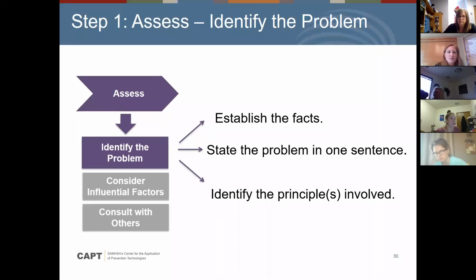Okay, so group 1, establish the facts. What facts did you come up with when you were assessing this? We kind of boiled it down to two big facts. The first one is that there are 2 studies that indicate an increase in substance use. Mm-hmm. And the other fact is that his boss doesn't want him to share this information. Great. Those are two great ones.